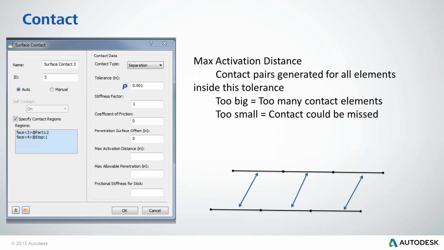Maximum activation distance, that's another parameter. Contact pairs are generated for all elements inside this tolerance. So anything that is outside that tolerance will basically have no contact elements built for it. If you have too big of a maximum activation distance, you will end up with too many contact elements, which of course will result in a longer runtime. If you have too small of a maximum activation distance, contact can be missed because you would be missing some elements.